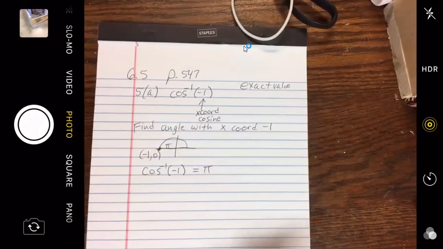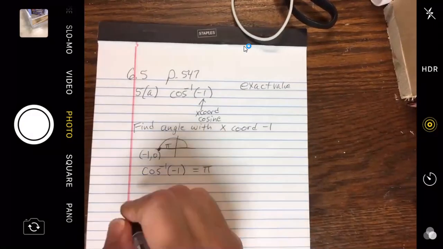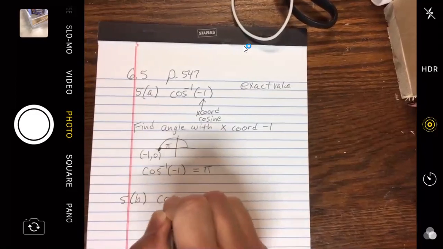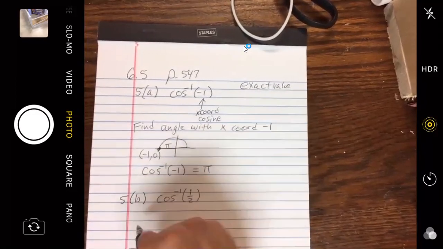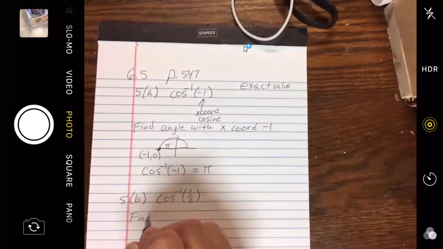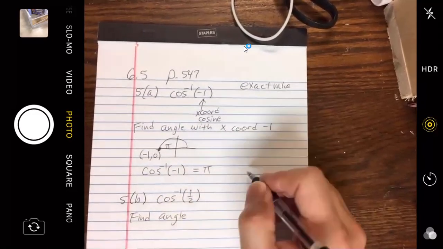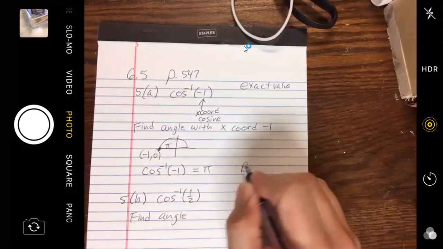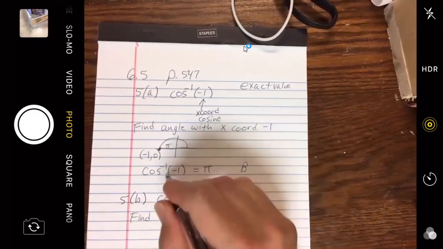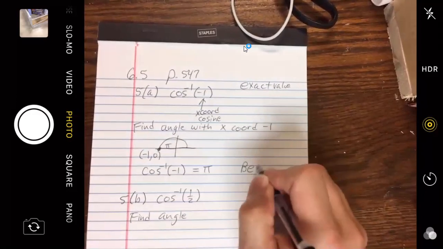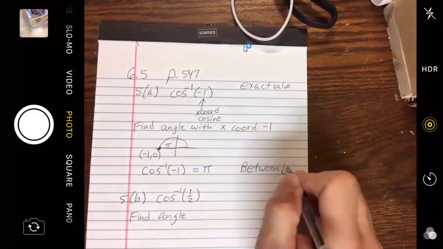All right, why don't we try 5B? Arc cosine of a half. We're trying to find the angle, and really you're looking between 0 and pi. With an arc cosine, it's the top half circle between 0 and pi. You're right on the edge at pi up there.